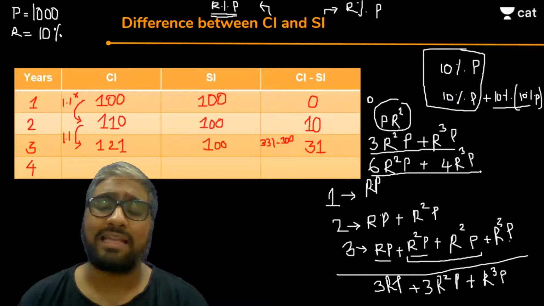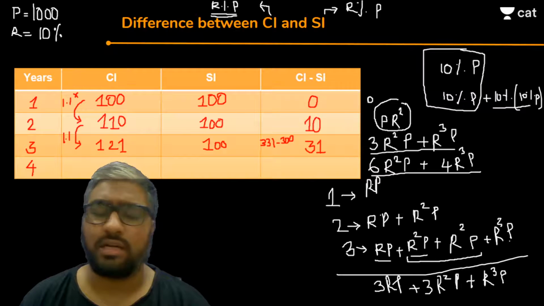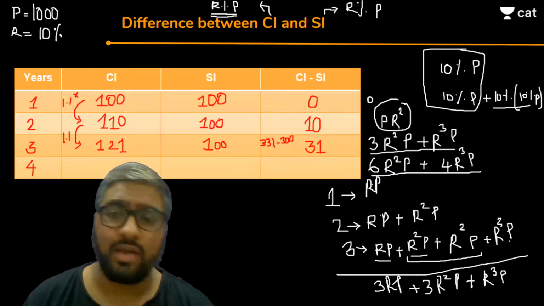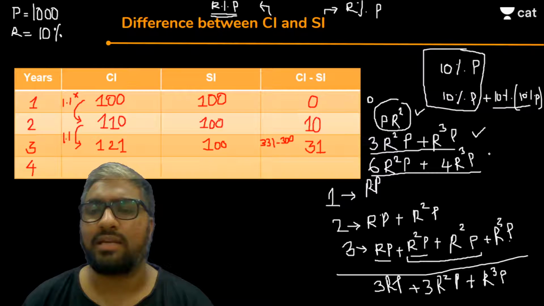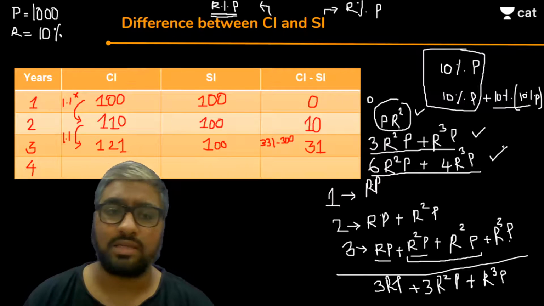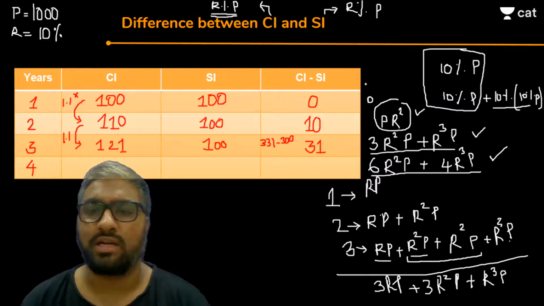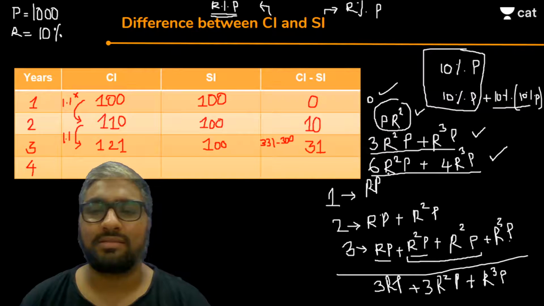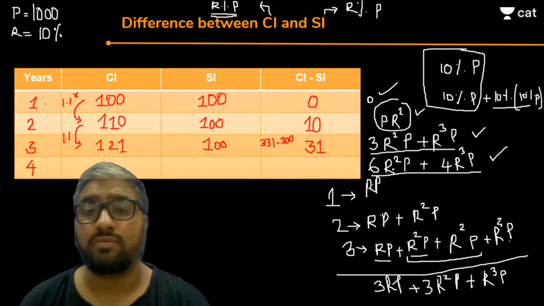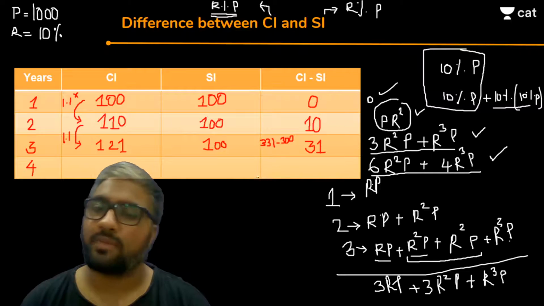And even better, if you think you can rely on your memory, then just remember the difference for the first year, second year and third year. Sorry, second year, third year and fourth year. First year's difference is 0. Second year is R square P. Third year is 3 times R square P plus R cube P. And fourth year would be 6 times R square P plus 4 times R cube. Got it?